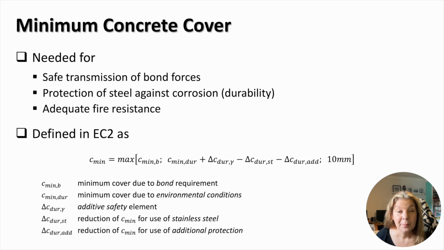As discussed before, minimum cover is required for safe transmission of bond forces, as well as for protection against corrosion and fire. These factors are taken into account in this expression for the minimum cover. Here, C-min-B is required for adequate bond, and C-min-dur is required for durability reasons. The other delta C durabilities given in this equation are corrections for the minimum cover for durability depending on specific conditions and materials used. The value of the minimum cover cannot be smaller than 10 mm. The adequacy of the cover for fire resistance will be discussed later on in this lecture.